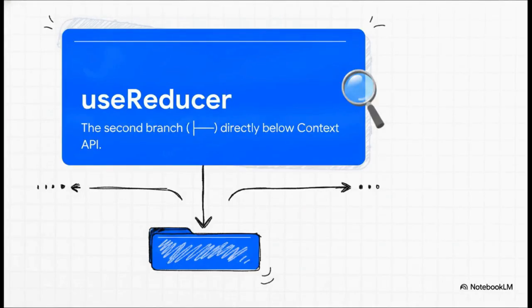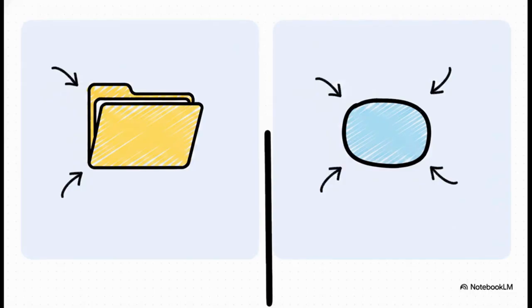Moving immediately down the branch, we hit Use Reducer. Now, this is another fundamental built-in hook, but it serves a slightly different purpose. It's built for handling complex, localized state logic that goes beyond a standard use state hook. If your state relies on complex object mutations, Use Reducer brings a really nice, structured, action-driven approach to that component-level data. So, why do these two sit side by side at the very top of our list? Well, they form our foundational baseline because they are entirely native to React. You don't need to install any external libraries for these. They give you an out-of-the-box toolkit to manage data flow before you ever reach for a third-party dependency.